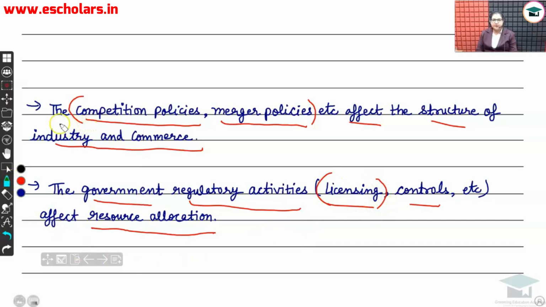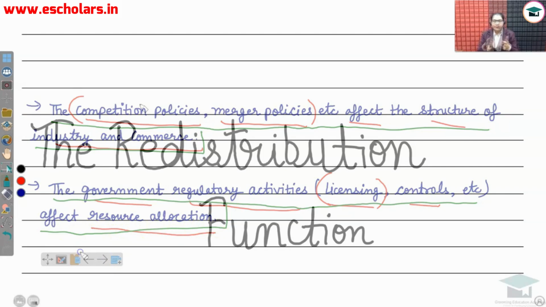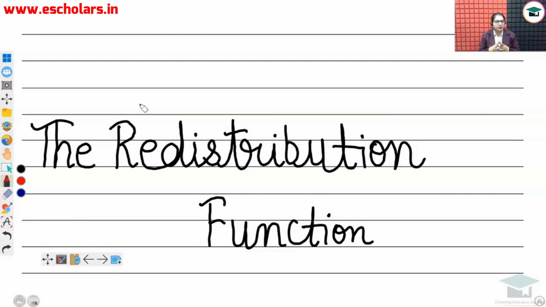So let's recall it till now. The competition policies, merger policies, etc. affect the structure of industry and commerce. The government regulatory activities like licensing, controls, etc. affect resource allocation. So students, this is all about the allocation function. So we have just done the allocation function in detail. Now we are going to discuss the redistribution function in detail.